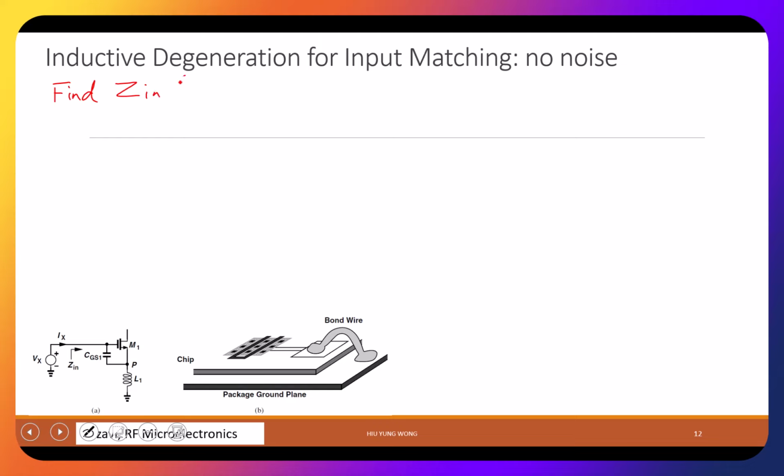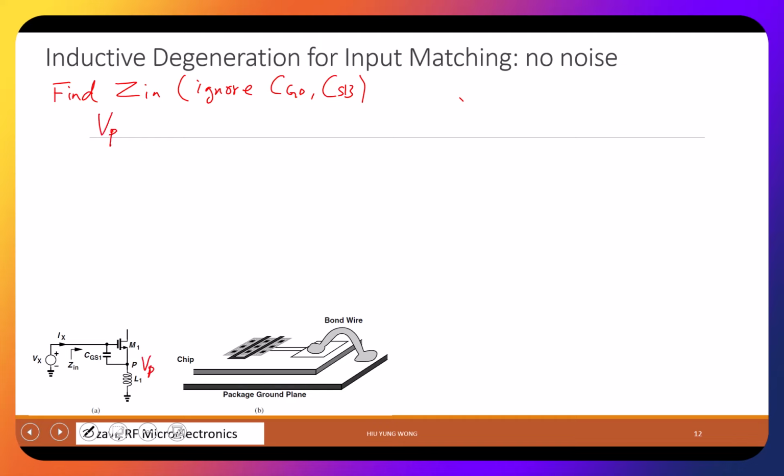Find Zin. But we are trying to make it simple. Ignore CGD and CSB. Okay? We know we have many capacitors, right? You have CGD, you have CSB, they are connected together. We have four capacitors usually, and CDB, right? CDB is out of the picture because it's here. So good, we said we will ignore this. Then let's start with just KCL, KVL.